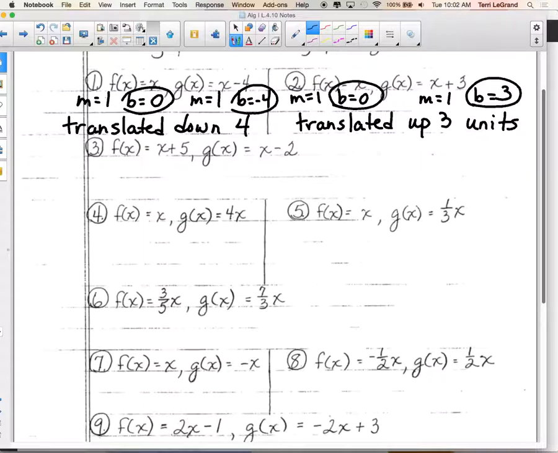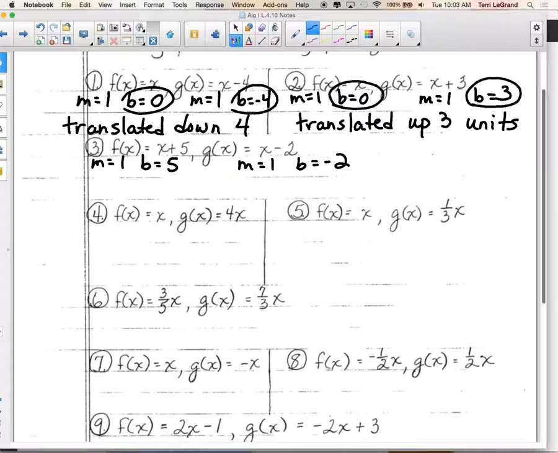But we don't have to describe that transformation. We have to describe what happened from f of x to g of x. So what is the slope in f of x? Okay, what's its y-intercept? 5. Okay. What's the slope in g of x? 1. Okay. And what's its b? Its y-intercept? -2. Okay. So what transformation occurred here?